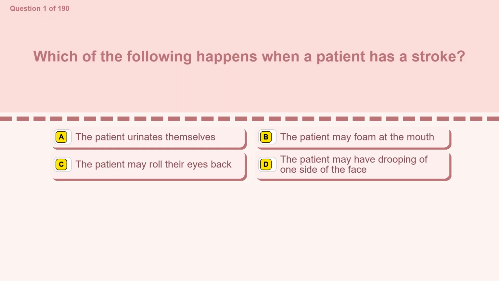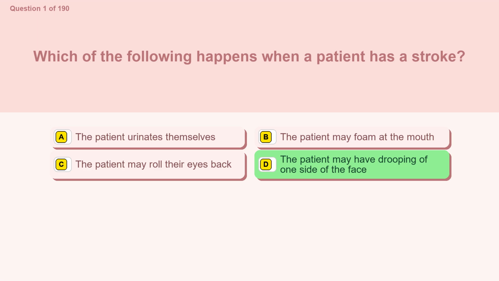Question 1. Which of the following happens when a patient has a stroke? Option A. The patient urinates themselves. Option B. The patient may foam at the mouth. Option C. The patient may roll their eyes back. Option D. The patient may have drooping of one side of the face.